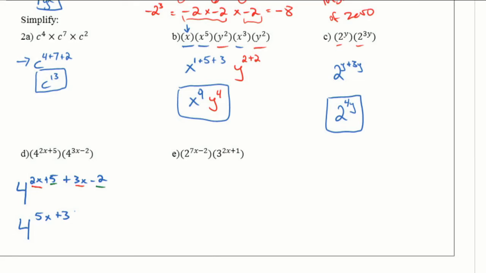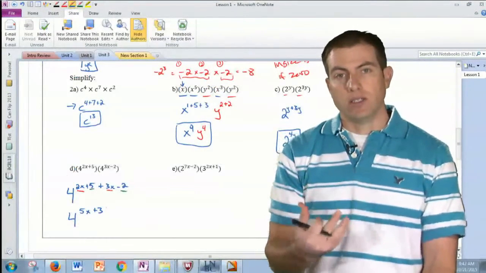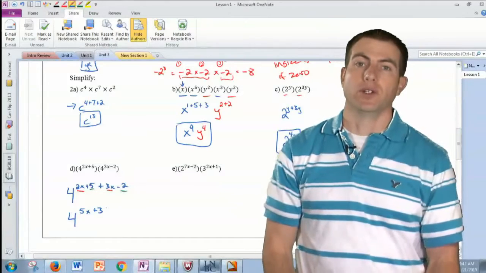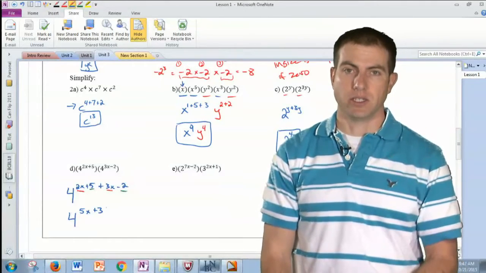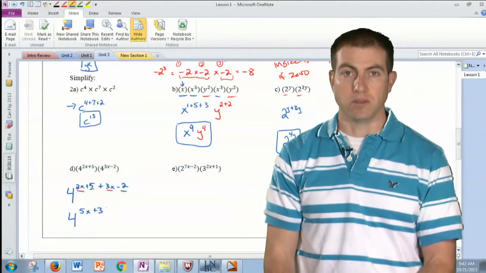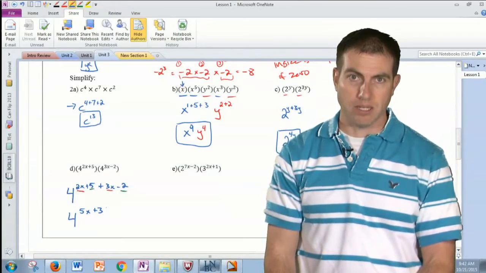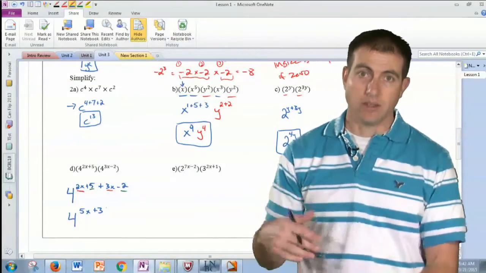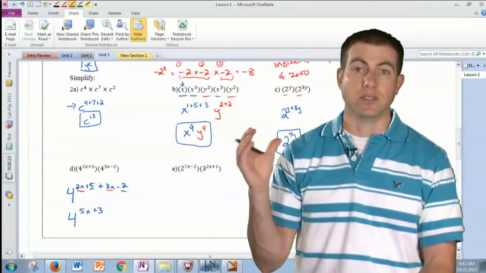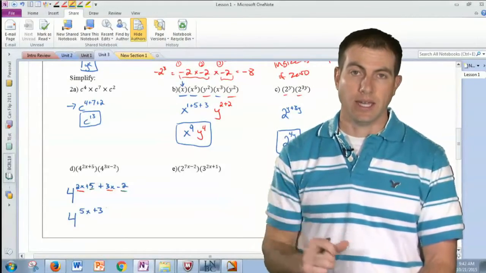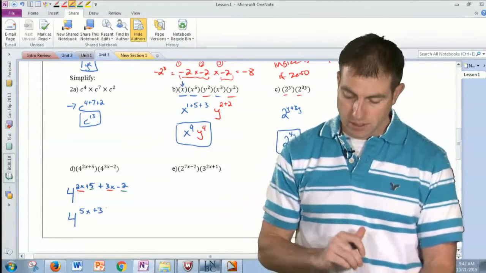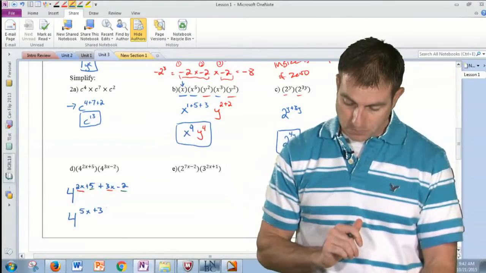So again, these are things that you know how to do. You've combined like terms before. You're probably really good at combining like terms. It's a question you probably would have seen many, many times. But when we get to grade 10, the next level is now we need to deal with these things as exponents. And it's the same process. Let's look at the next one.